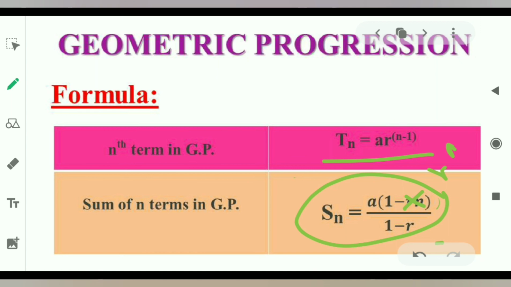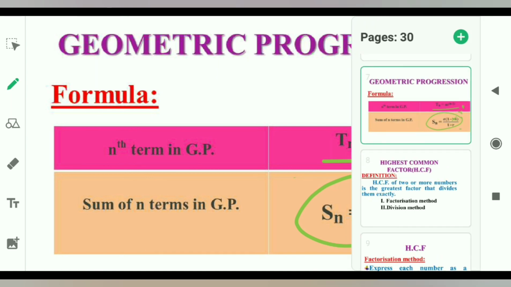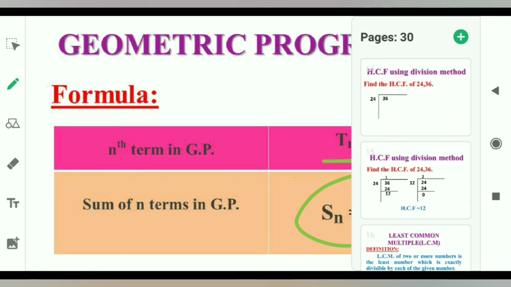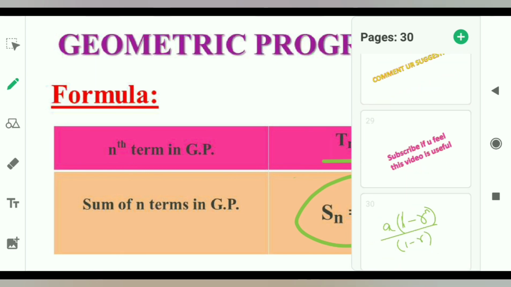In the next class, we are going to see HCF and LCM concepts. So let's see in the next class.